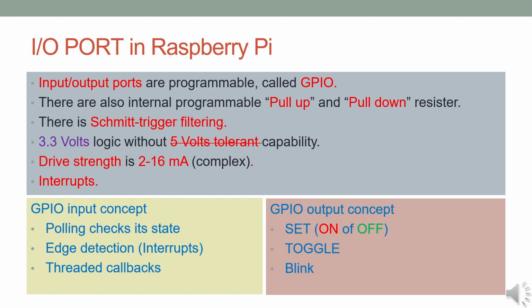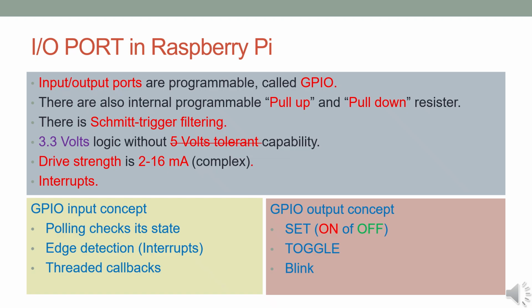Operating voltage. Raspberry Pi GPIO pins operate at 3.3 volts logic levels. This means they are not 5V tolerant. Applying a 5-volt signal directly to a 3.3-volt pin can damage the Raspberry Pi. Therefore, any external device operating at 5 volts, 12 volts, or 24 volts must be interfaced properly using level shifters or interface circuits.